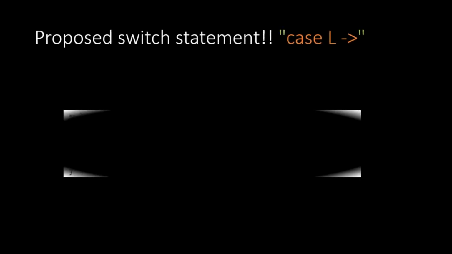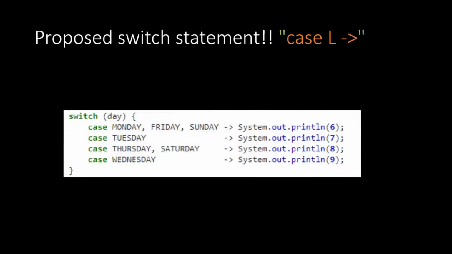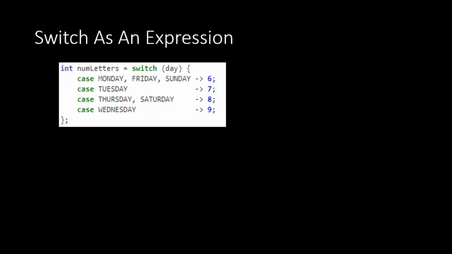Now the modified version will look something like this. We will have a case, we'll have a label, and we'll have what needs to be done right next to it. This is how a switch expression looks. If the day is Monday, Friday or Sunday, it returns 6. If it is Tuesday, 7. If it is Thursday or Saturday, 8. Or if it is Wednesday, it returns 9. This acts as an expression here.